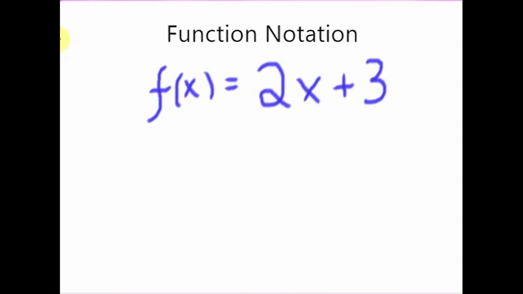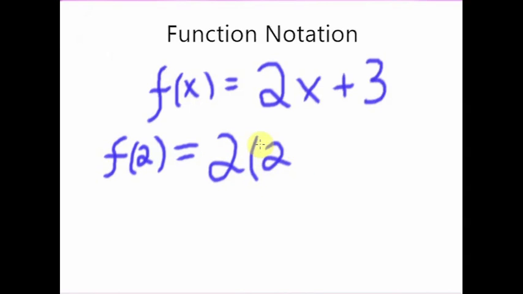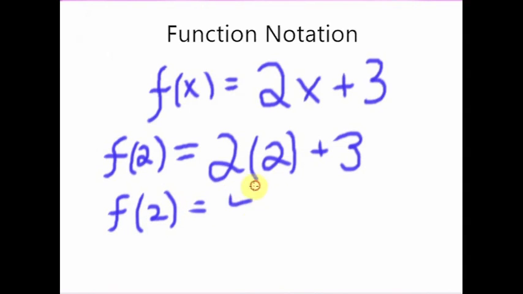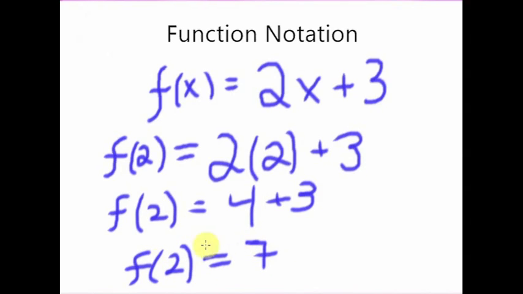Function notation can also tell us when to solve for a variable. For example, if we have f of 2, we can solve for that variable by plugging a 2 wherever there's an x in the function. In this instance, we get f of 2 is equal to 7.